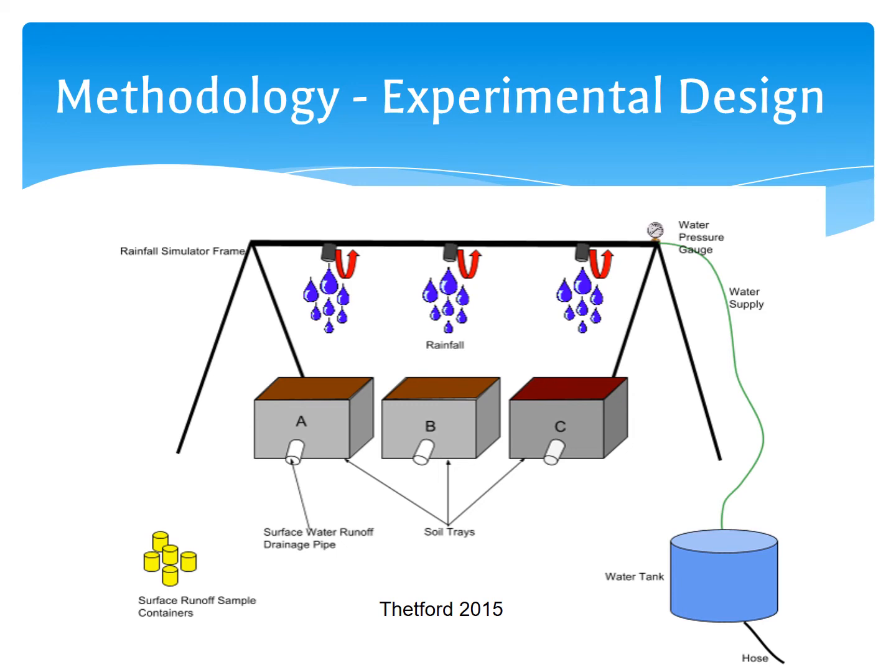A device to collect runoff was attached to indicate the change in rainfall intensity on soil erosion. The soil profiles were placed on a 10-degree slope to encourage excess overland runoff down the soil profile.